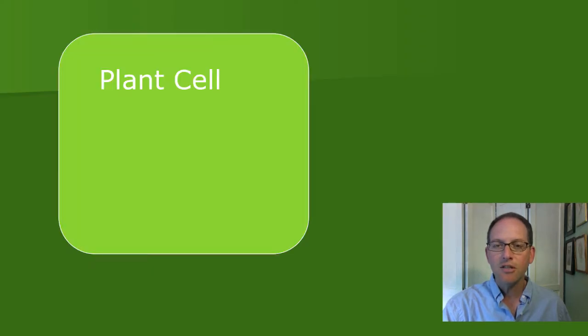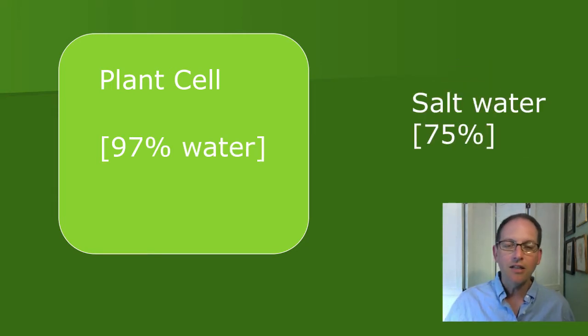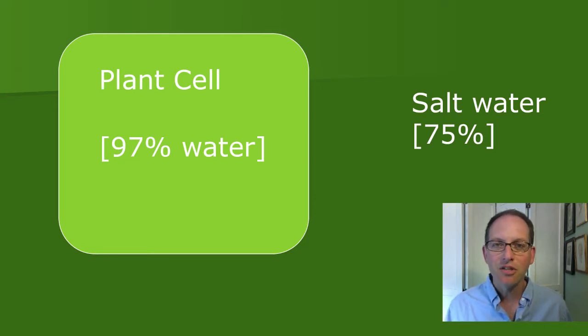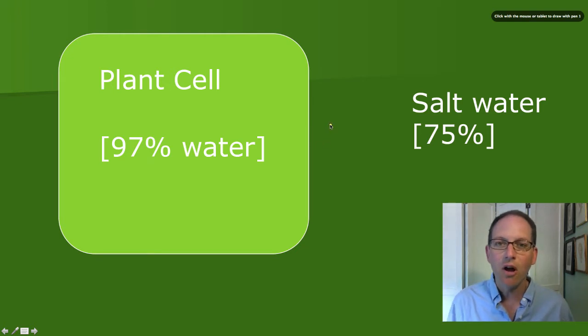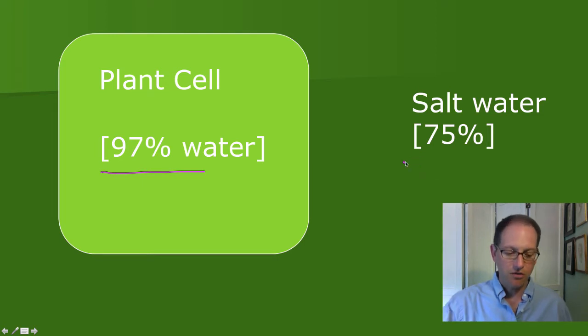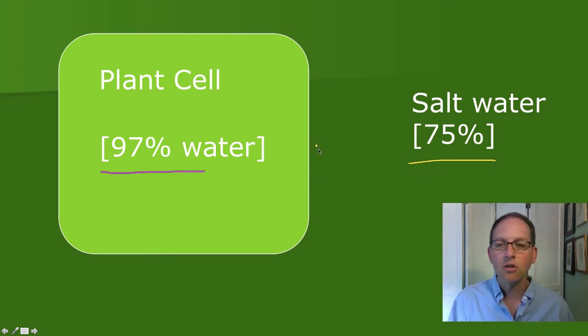So here's an example. Let's say we have a plant cell, and on the inside of the cell we have 97% water. And let's say that your young brother or sister decides to take some salt water and pour it on your mom's favorite indoor plant. Well, what's going to happen to this plant? We all know what's going to happen. It's going to shrivel up. But how come? The water is going to move from high concentration, here, to low concentration, right here. So the water will literally go out of the cell.